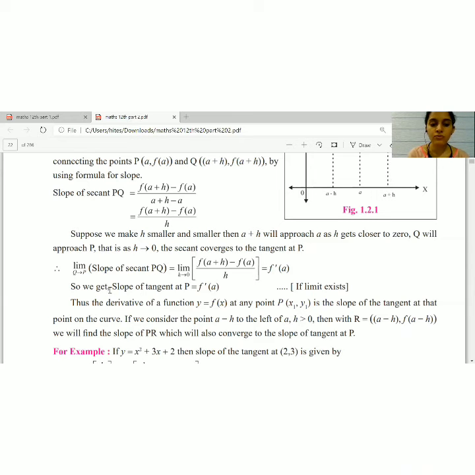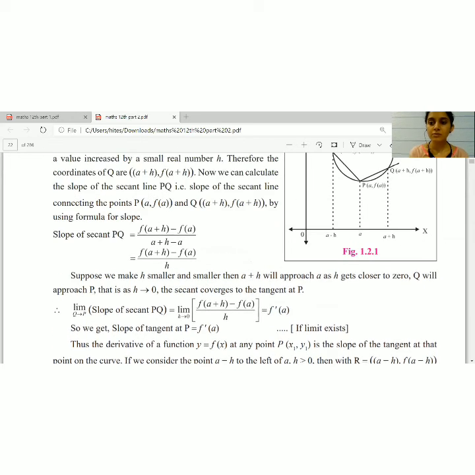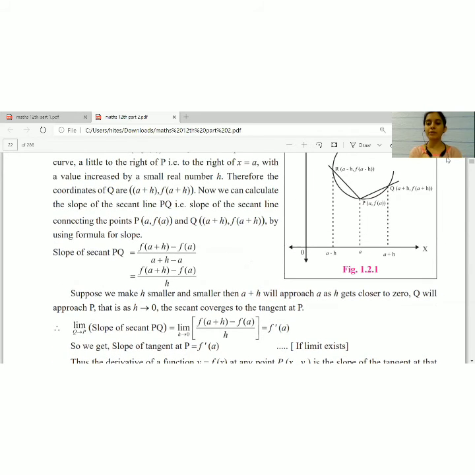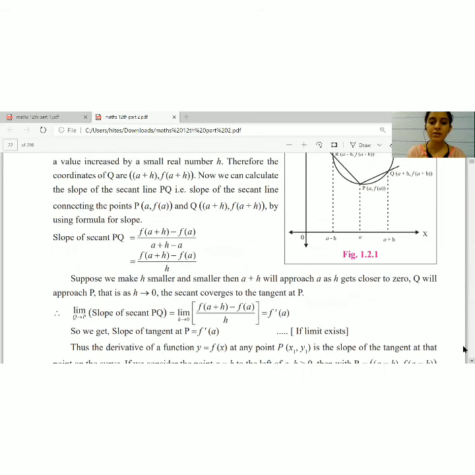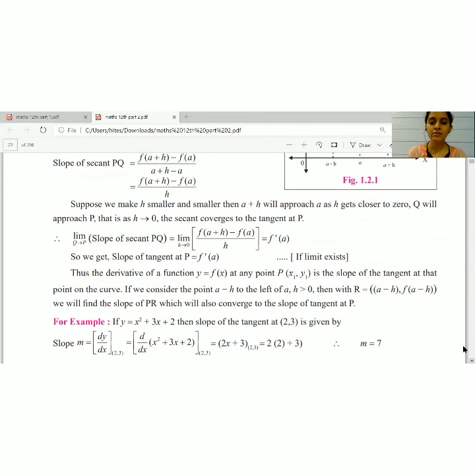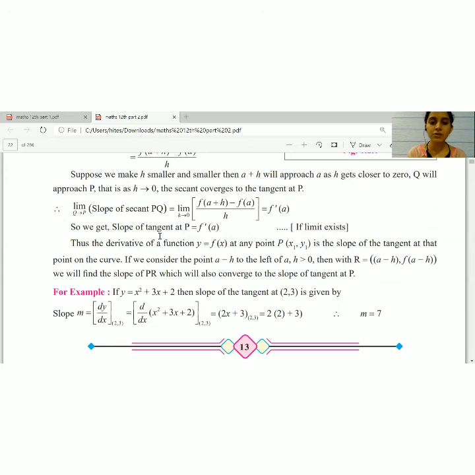So what have we proved over here? We get the slope of the tangent at P, which is f dash of a, if the limit exists. So if the limit exists, then we can say that point Q will merge with point P and secant PQ will turn into the tangent at P, and the derivative, that is f dash of a, is the slope of that tangent at P.